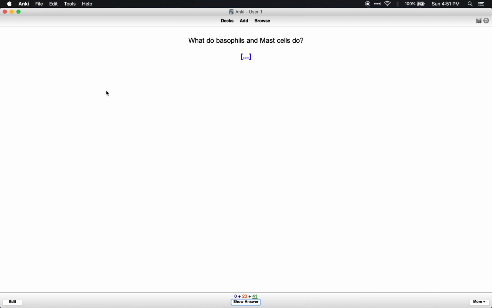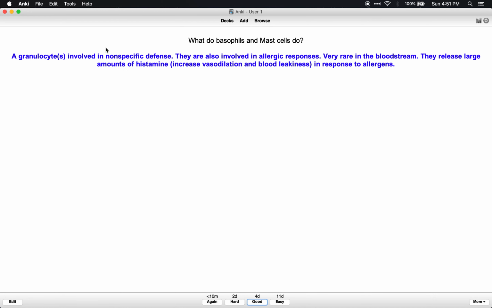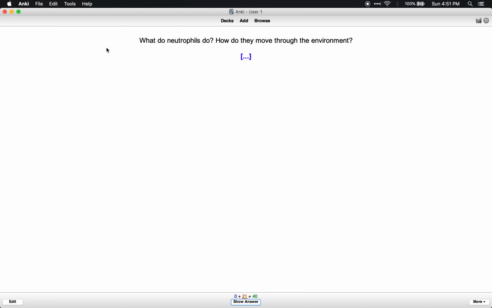What do basophils and mast cells do? They are granulocytes involved in non-specific defense. They are also involved in allergic reactions. Very rare in the bloodstream, they release large amounts of histamine, which increases vasodilation and blood leakiness in response to an allergen.